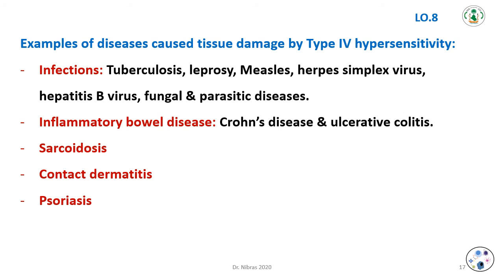Examples of disease caused by tissue damage by type 4 hypersensitivity: infections such as tuberculosis, leprosy, measles, many viral infections, fungal and parasitic diseases, inflammatory bowel disease, Crohn's disease, ulcerative colitis, sarcoidosis, contact dermatitis, psoriasis.